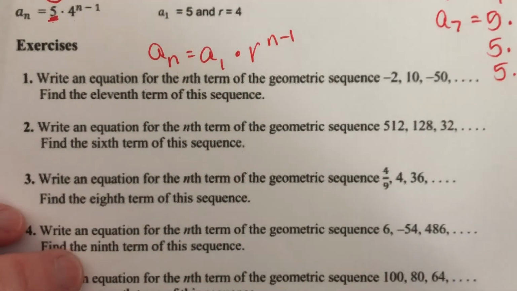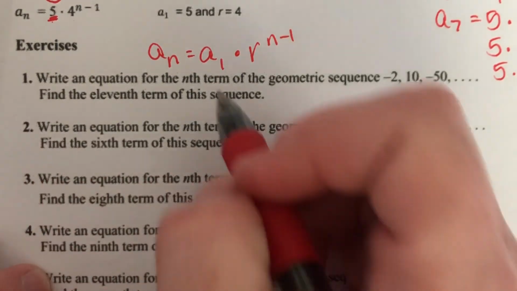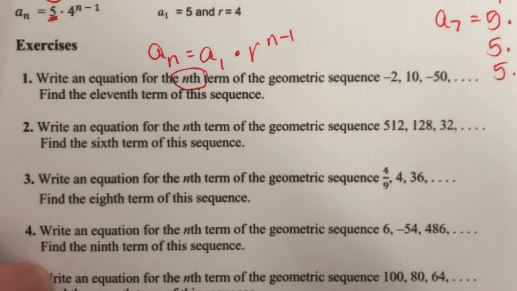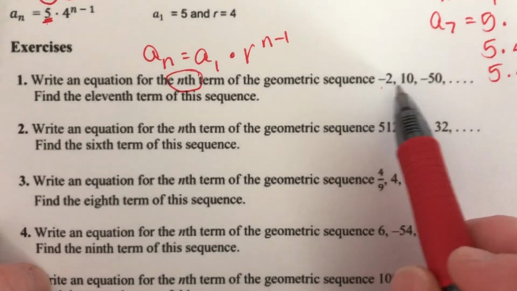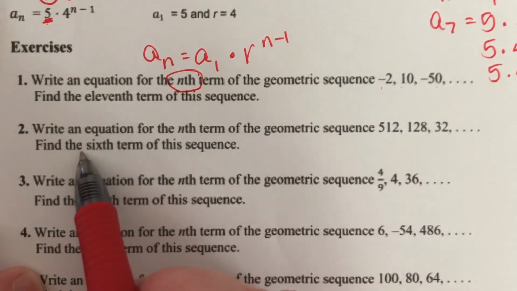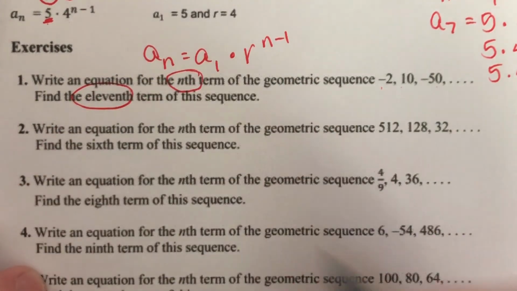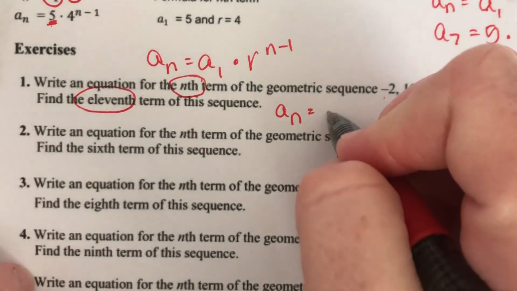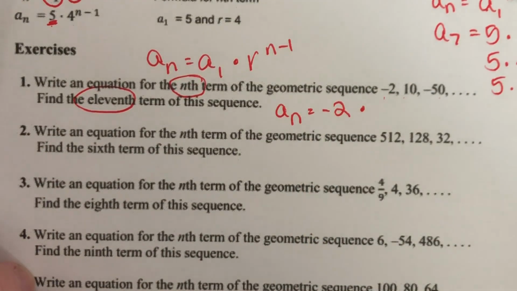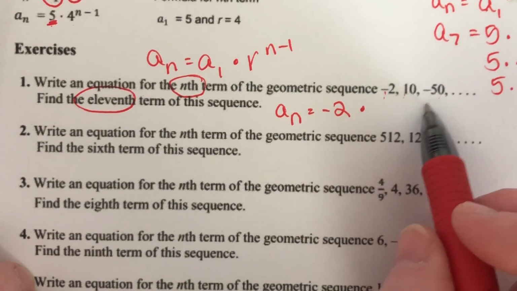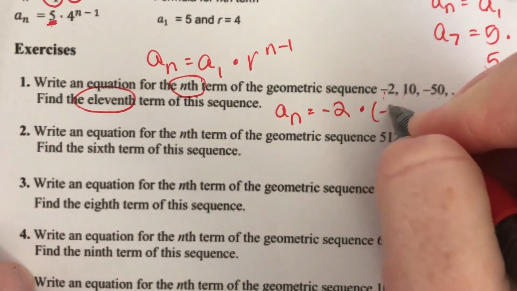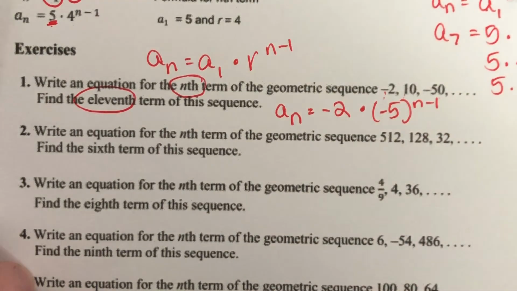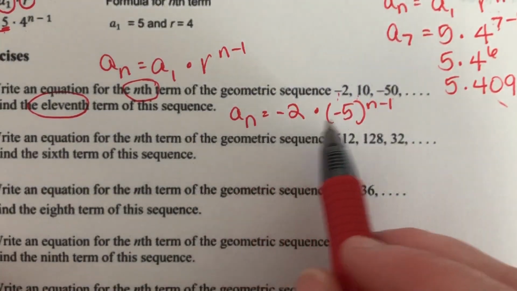minus 1. All right, write an equation for the nth term of the geometric sequence, and then find the 11th term. So first I want to write a general formula. Then I'm going to plug in 11 for n and solve. So a(n) equals a1, which is -2, times the common ratio. Looks like I'm multiplying by -5 over and over. -5 to the n minus 1 power. Okay, so that's my formula for the nth term.